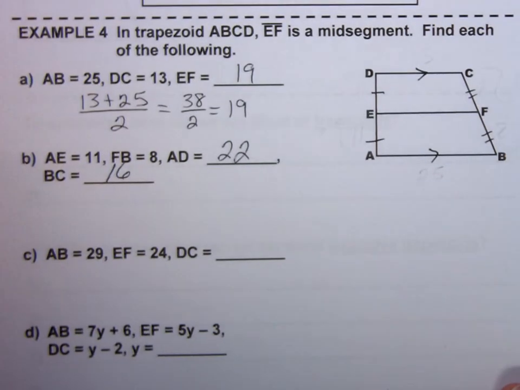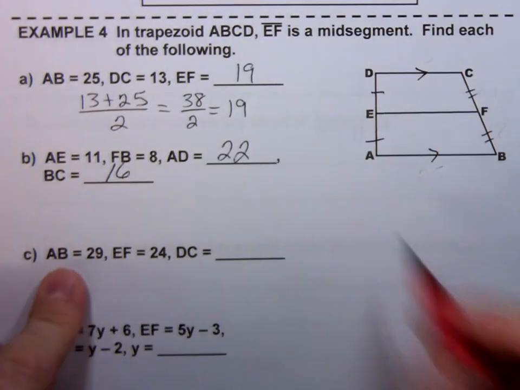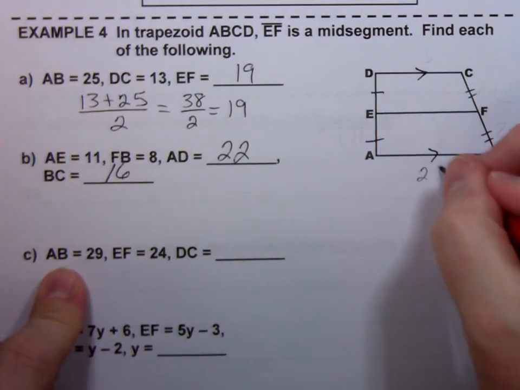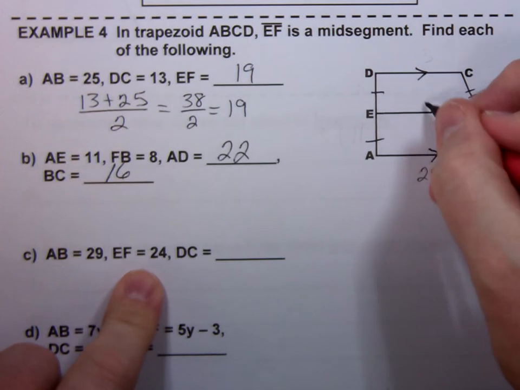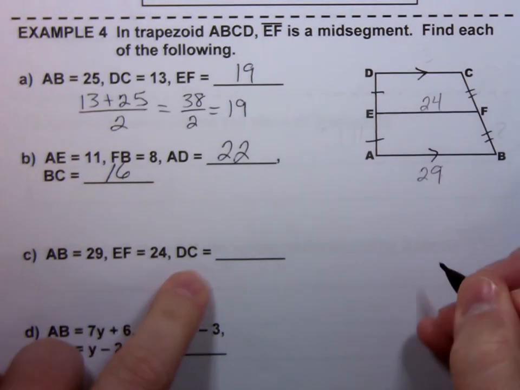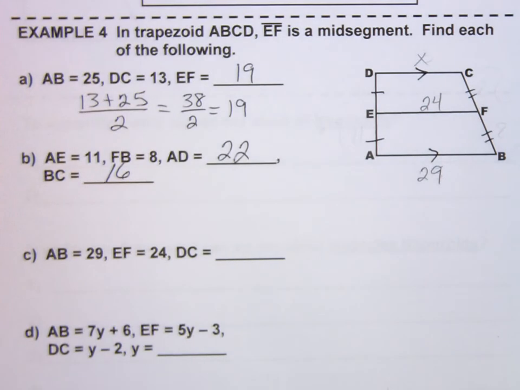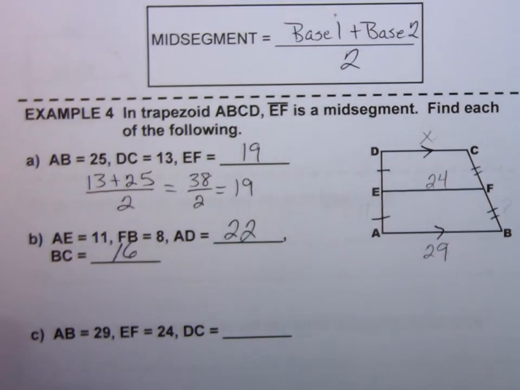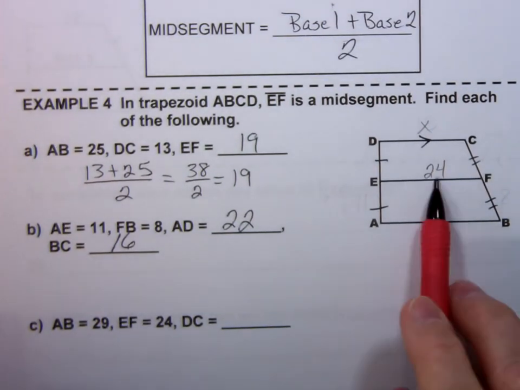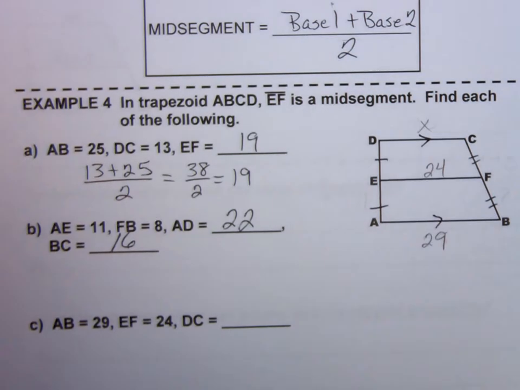Alright, so for C, it says the distance from A to B is 29. The distance from E to F is 24. And we want to know what is the distance from D to C. Now, this one is a little more challenging than what we've already done so far. We're still going to use our formula up here, but it's no longer the mid-segment that we're looking for. It's one of the bases. So let's see what this looks like when we set up the formula.